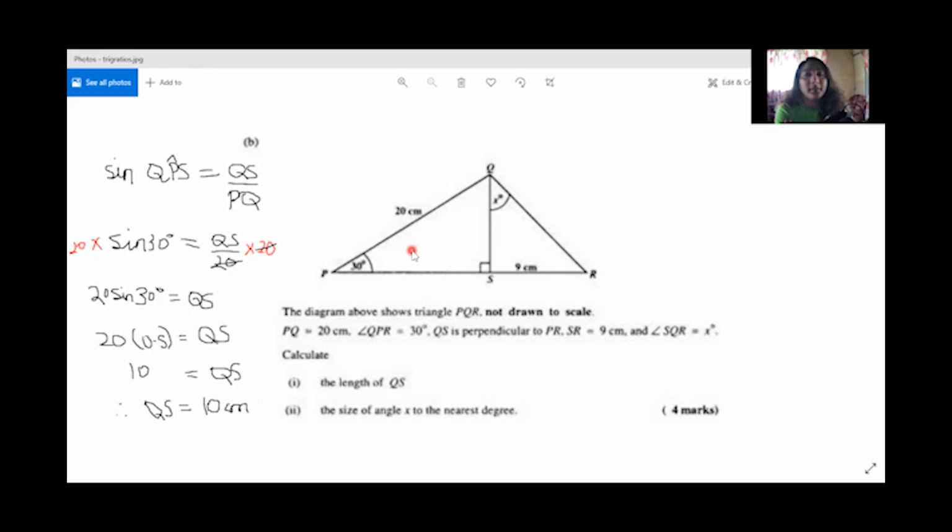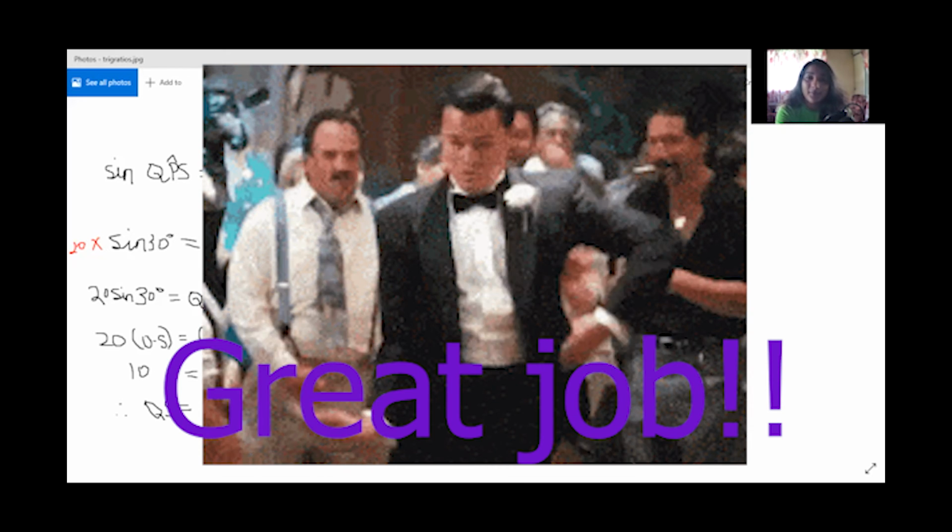So for those of you who participated in the poll on my TikTok, if you had indicated that you'd use your sine ratio in this problem, excellent job.